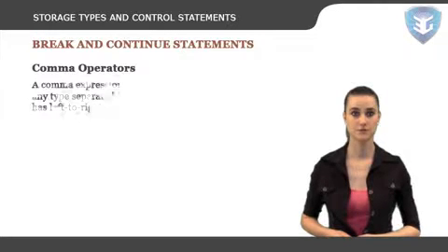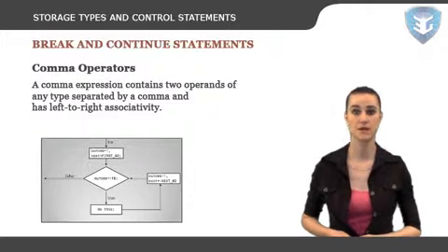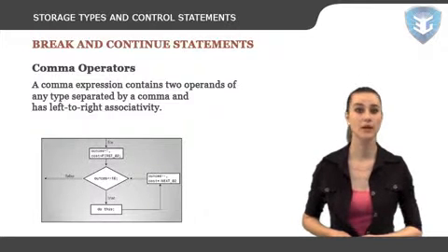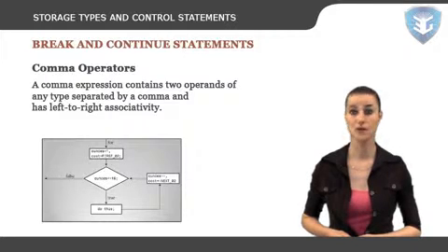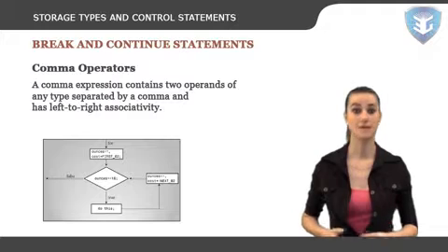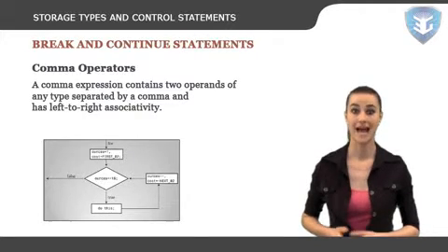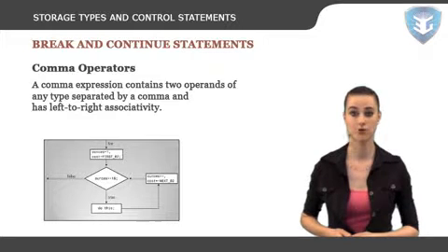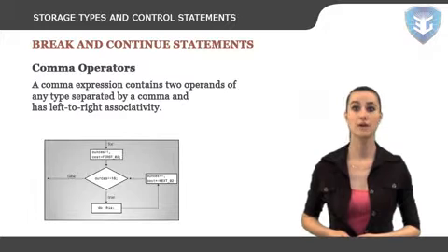Comma operators. A comma expression contains two operands of any type separated by a comma and has left to right associativity. The left operand is fully evaluated, possibly producing side effects, and its value, if there is one, is discarded. The right operand is then evaluated. The type and value of the result of a comma expression are those of its right operand, after the usual unary conversions. The result of a comma expression is not an lvalue.